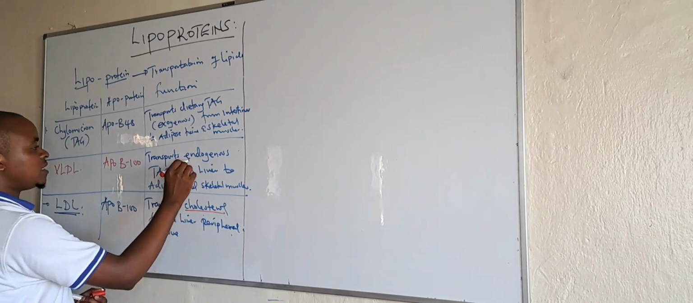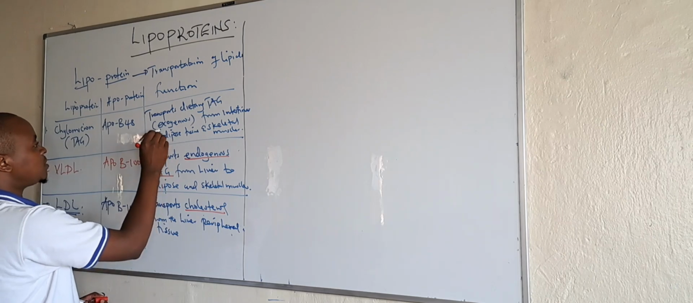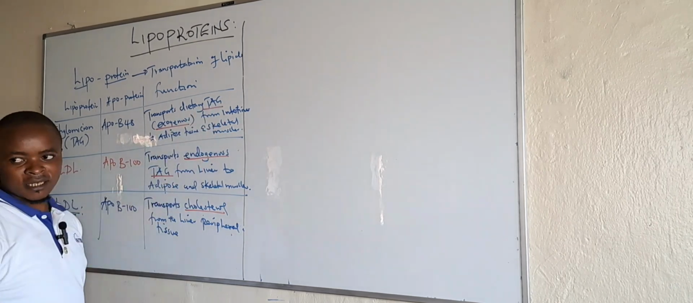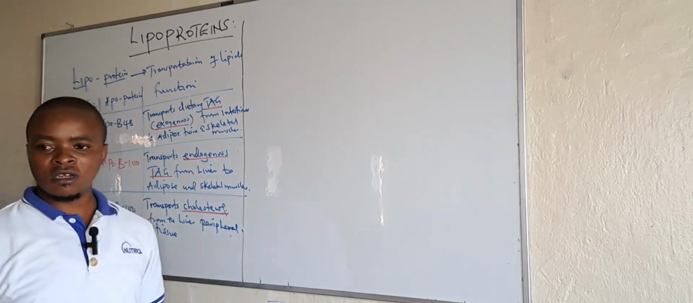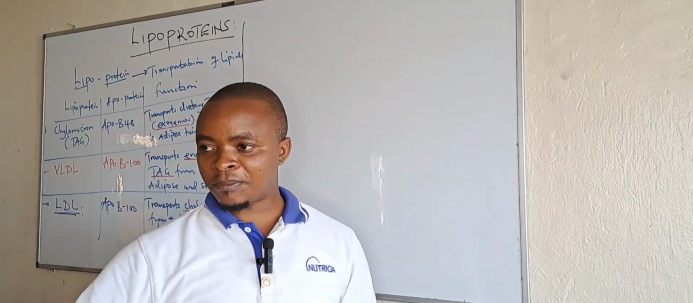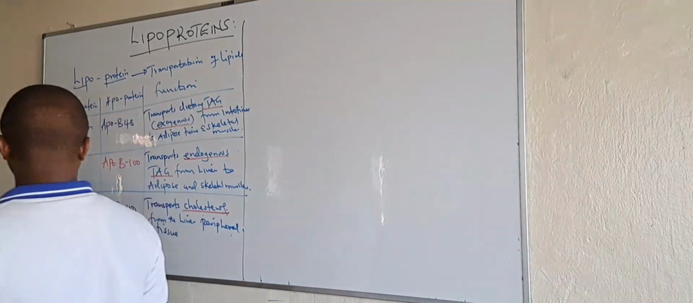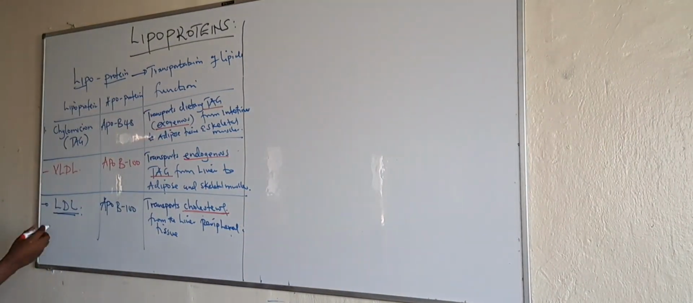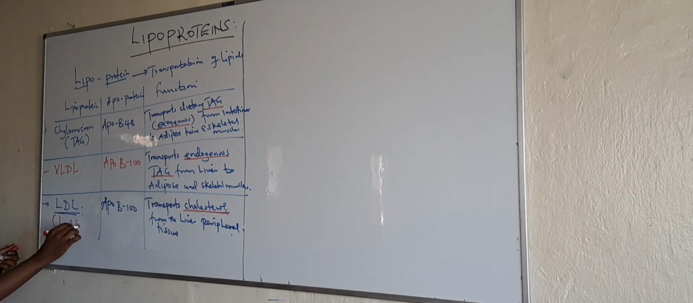Cholesterol. Here we are seeing the keyword being endogenous triglycerides. Here the keyword was exogenous triglyceride. But this one is cholesterol. It is transporting cholesterol from the liver to the peripheral tissue. That's why we normally call it a bad cholesterol. That low density lipoprotein is a bad lipoprotein, or it is a bad fat.